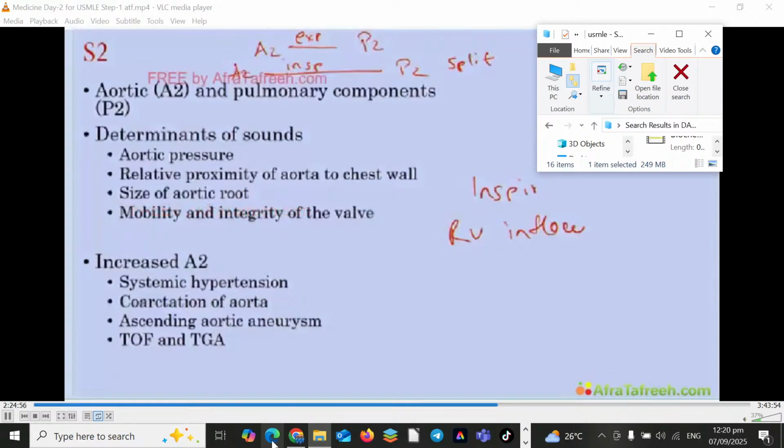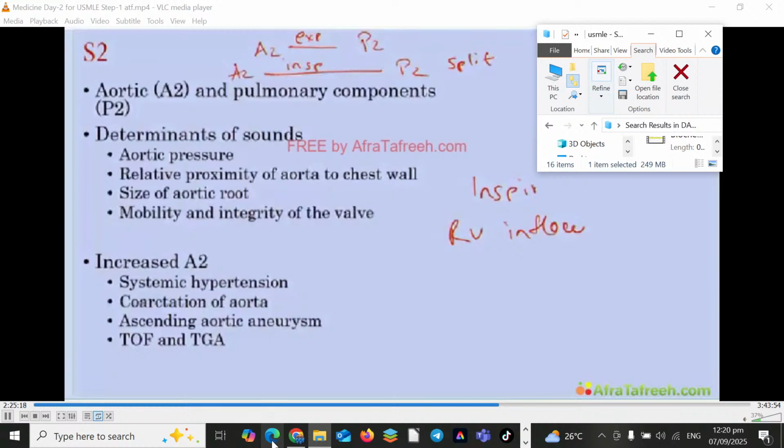Pulmonary sound will be best heard on the pulmonary area. So that is why the pulmonary area is where you'll place your stethoscope to hear the A2P2 splitting sound. Is this clear? So this is how we have the inspiratory and the expiratory components of the A2P2.